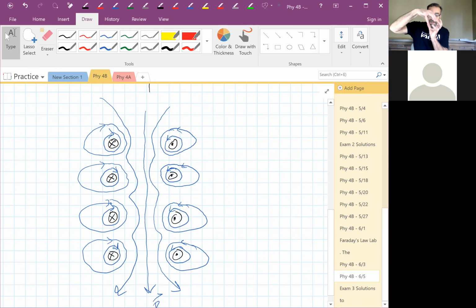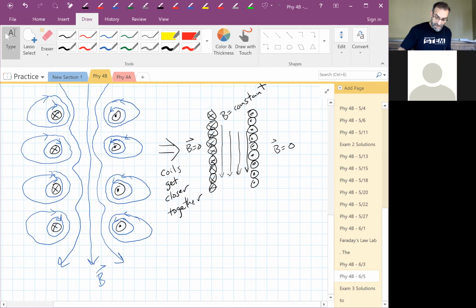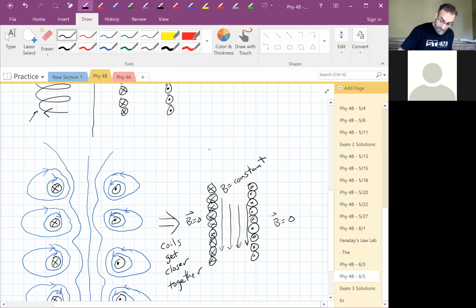Then on the outside, I guess I could add a few more here, but you get the idea. On the outside, B goes to 0. And on the inside, B is uniform. And this is what we call an ideal solenoid.